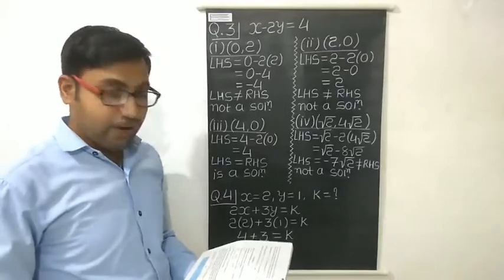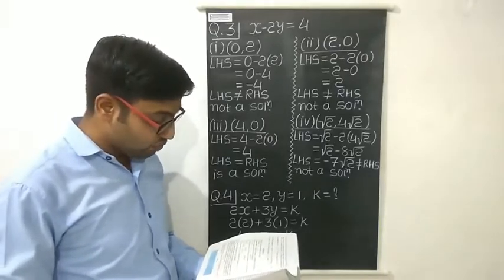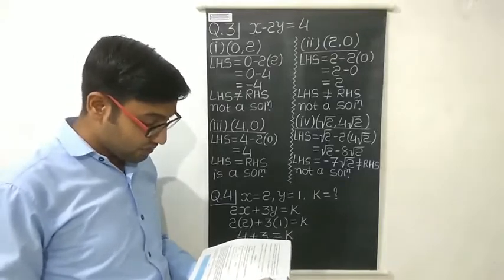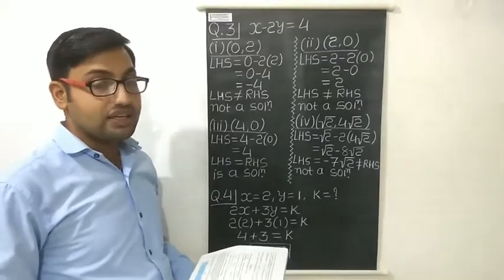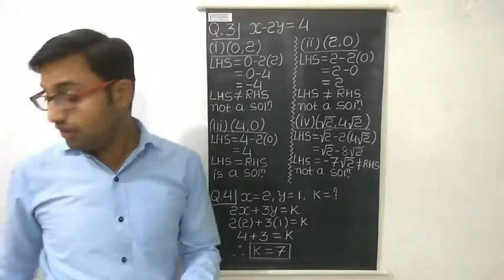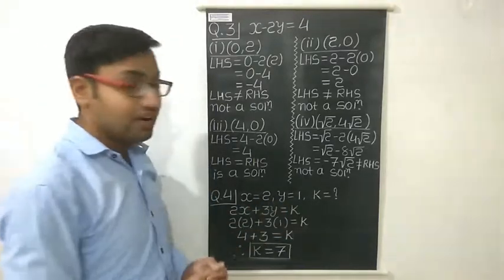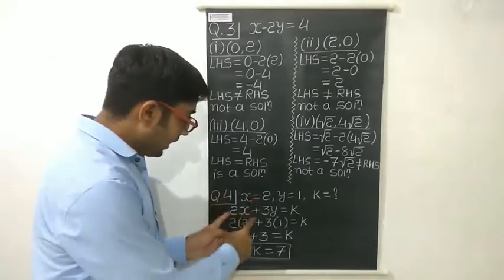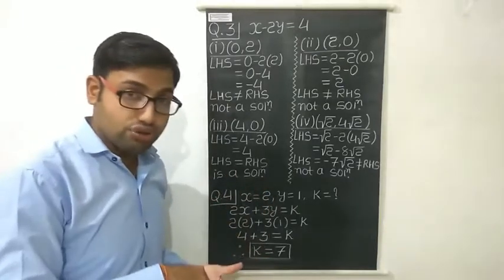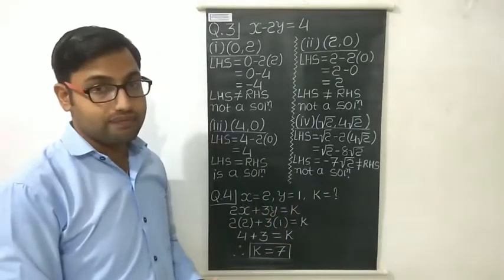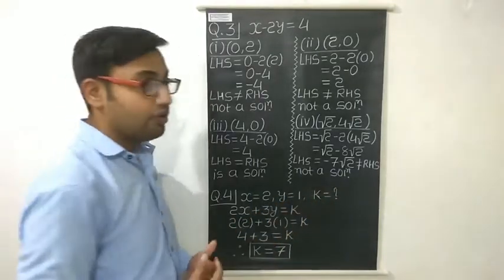Find the value of k if x is equals to 2, y is equals to 1 is a solution of equation 2x plus 3y is equals to k. So here what we have given, the value of x is 2 and y is 1. This x and y value is a solution of this linear equation 2x plus 3y is equals to k. And now what we have to find out is the value of k.